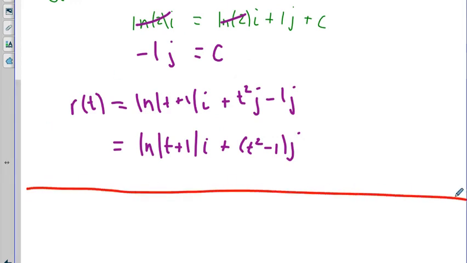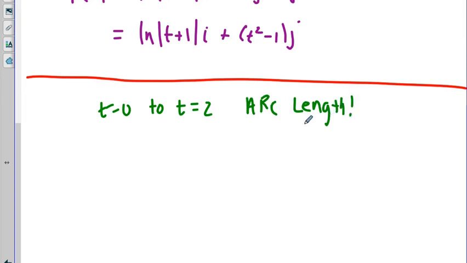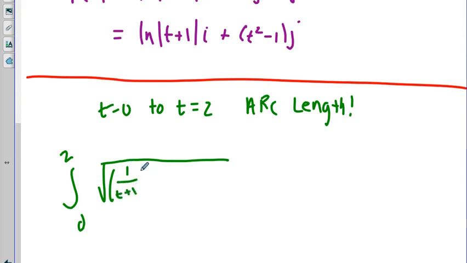All right, and then part B says to find the distance the particle travels from time equals 0 to time equals 2. Okay, so the distance the particle travels is arc length. So my arc length from 0 to 2, the good news is I actually already have my derivatives because that was given to us in the problem. So this is just going to be the square root of my x component, 1 over t plus 1, the whole thing squared, and then my y component, 2t squared, dt.